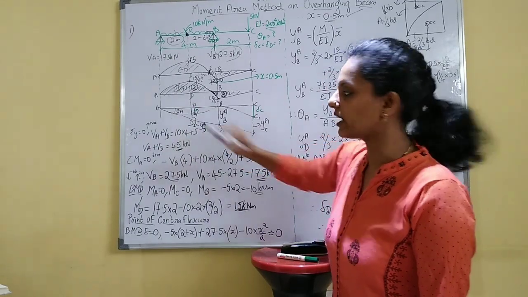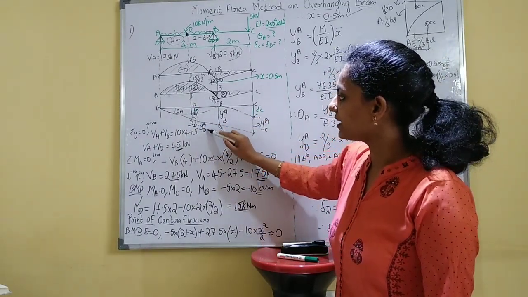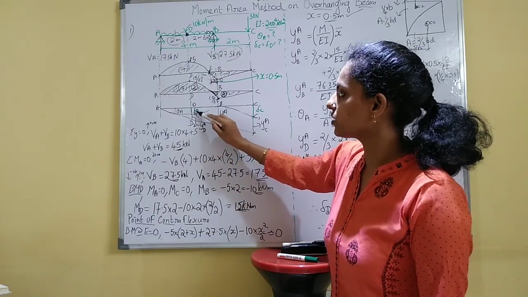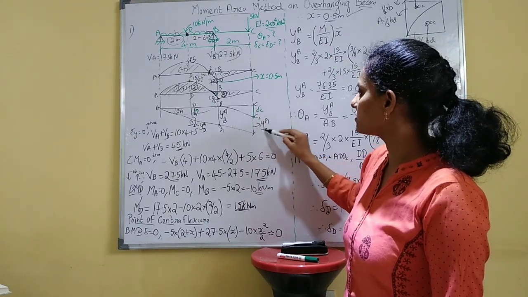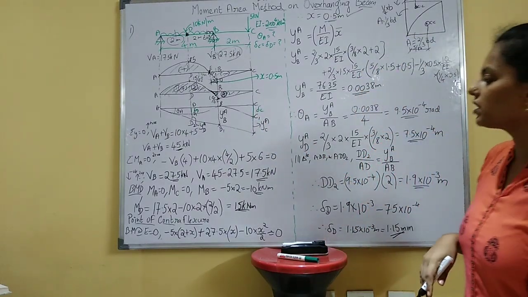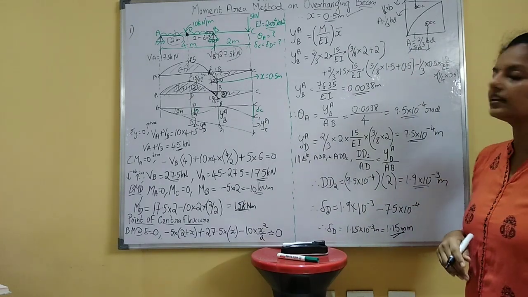So this will be theta A. This is YBA, and this smaller one, D1, D2, is YDA, and this is the deflection that is needed, that is delta D. Here delta C is needed, and this is YCA. Then, similar to a simply supported beam, just calculate and get the values of delta C and delta D.